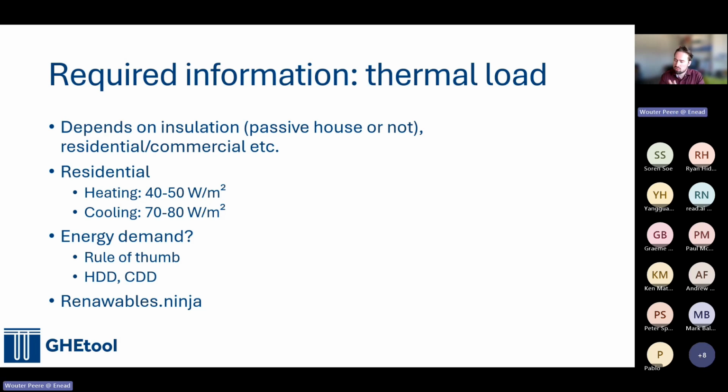Now, some rules of thumb: residential buildings typically tend to have 40 to 50 watts per square meter of heating, 70 to 80 watts per square meter of cooling. These numbers also came from the guys over at GeoExchange. For the yearly energy demand, we have some rules of thumb, but it depends on the region you are in. In Australia, you also have heating degree days and cooling degree days, and there is also a website.